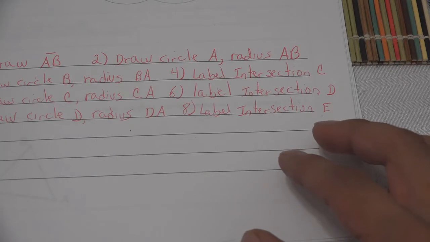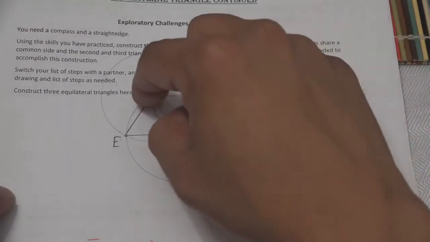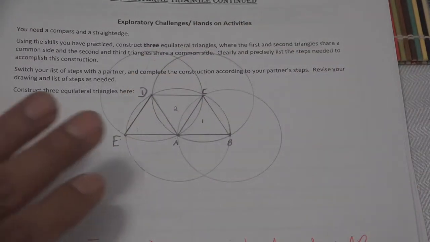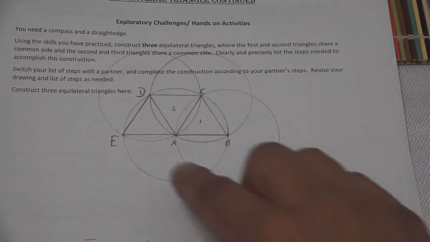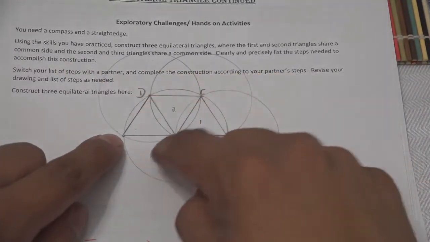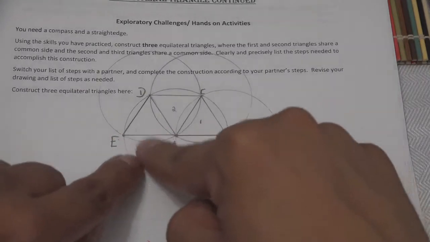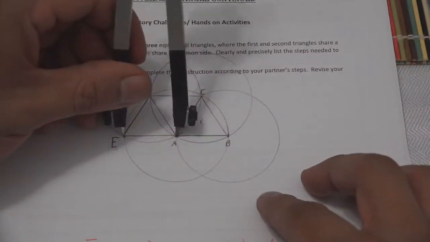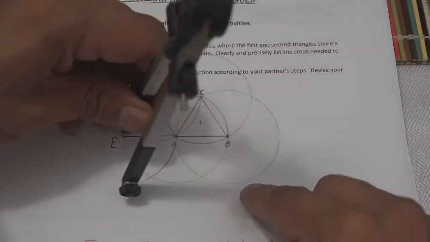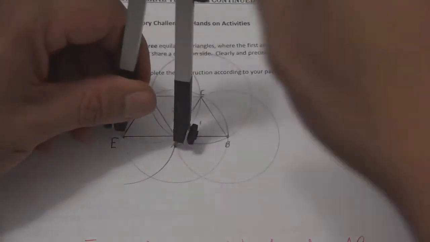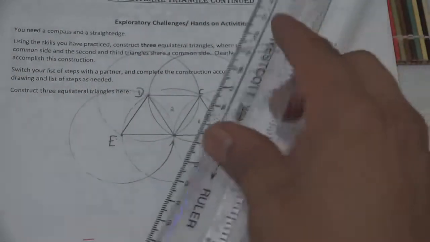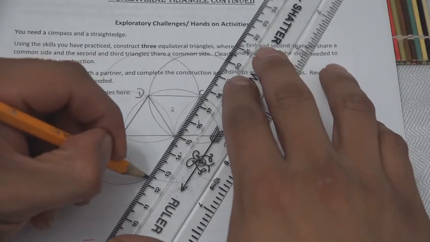All right then, so let's see now. By the way, look at this construction. What would happen if I continued drawing triangles that have one side in common? Let's say I wanted to go beyond. You don't have to, but just watch. What would happen if I draw circle E with the radius EA, just to create another equilateral triangle? So I would connect this point right here.